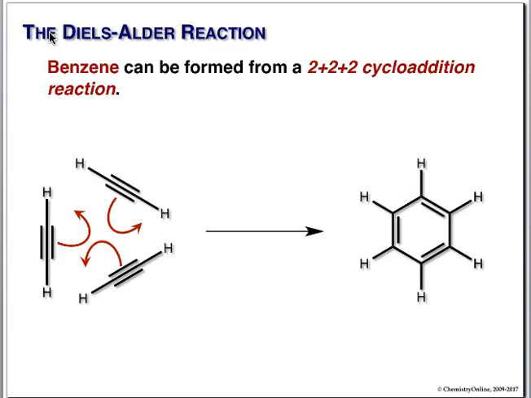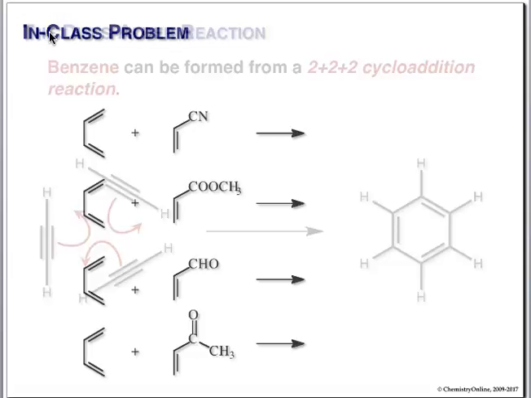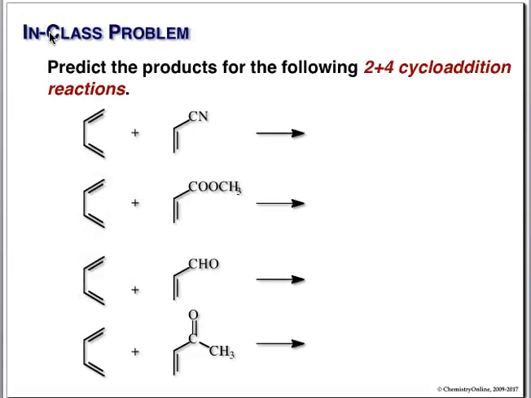Benzene is actually a natural product. It forms deep down under the earth, and it probably forms through a cycloaddition reaction more or less like this. Any questions? All right, well, let's go ahead and just do some more cycloaddition reactions. Very quickly, just jot down the products for these guys.